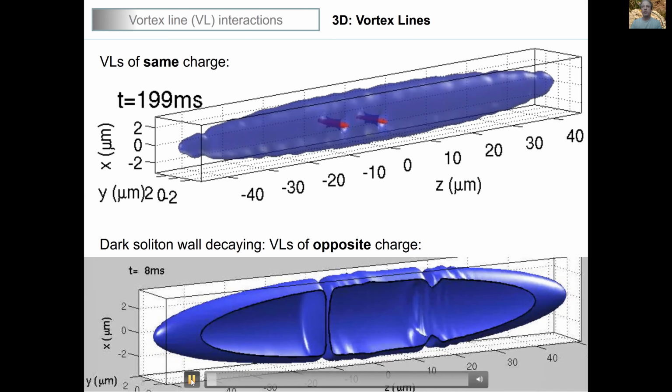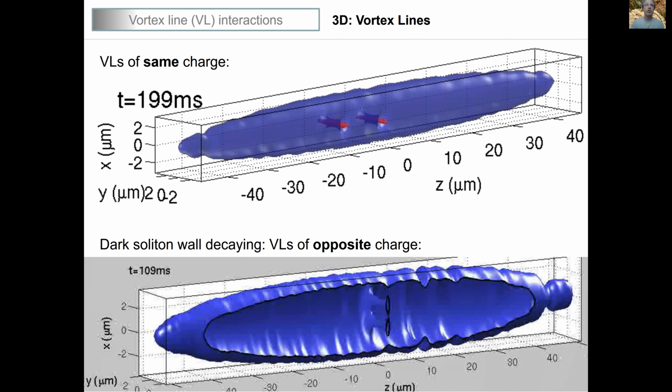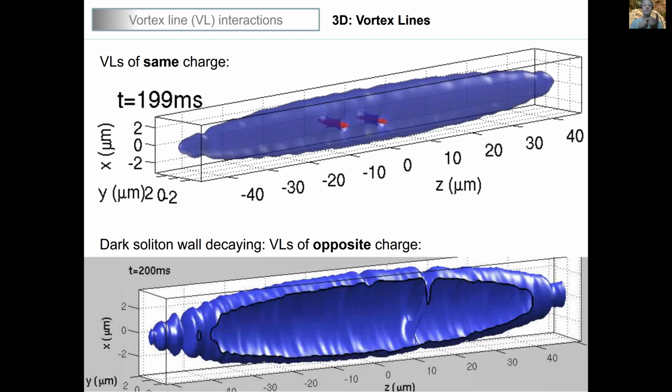And these 2 tornado tubes, as you can see, travel parallel to each other because they are of opposite charge. And they are of opposite charge because I started with a dark soliton wall. That dark soliton wall had no angular momentum, so it had to create vortices whose sum had the same angular momentum that I started with. That's why it created a plus and a minus. So the total amount of angular momentum is 0 because you have a plus and a minus, okay?